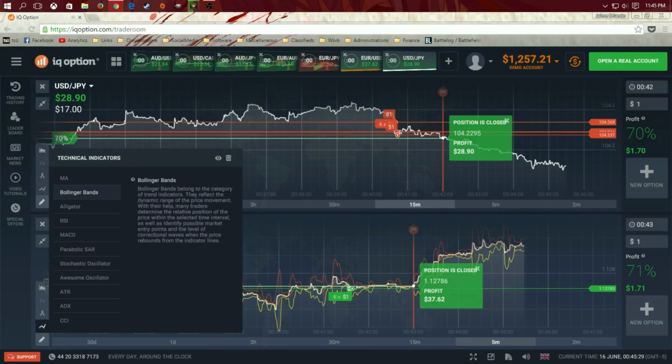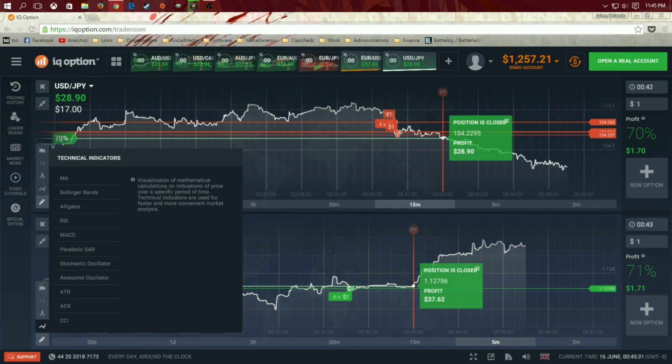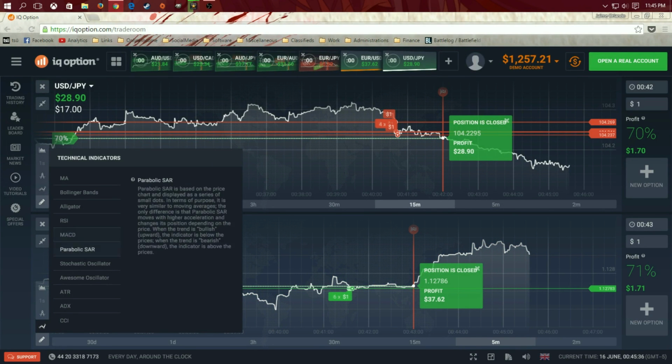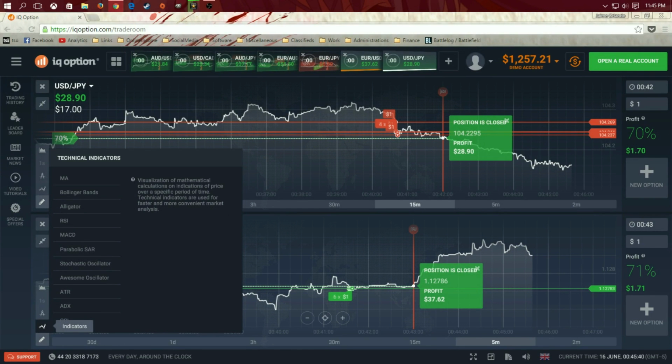That's the moving average and Bollinger Bands. Now those are the two most common, so we'll go ahead and stop right there, and we'll get into the alligator, RSI, things like that in the future. Okay, just so that you're completely familiar with this brokerage here.